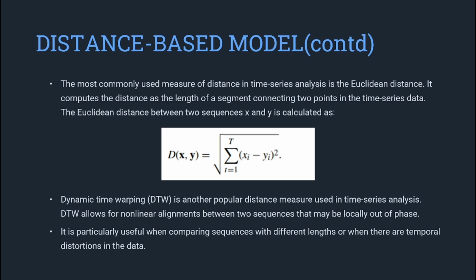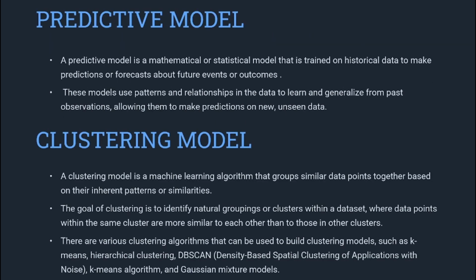Dynamic time warping is another popular distance measure used in time series analysis. DTW allows for non-linear alignment between two sequences that may be locally out of phase. It is particularly useful when comparing sequences with different lengths or when there are temporal distortions in the data. You can use predictive models.